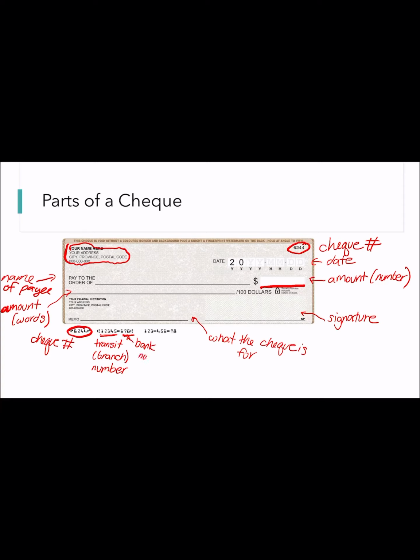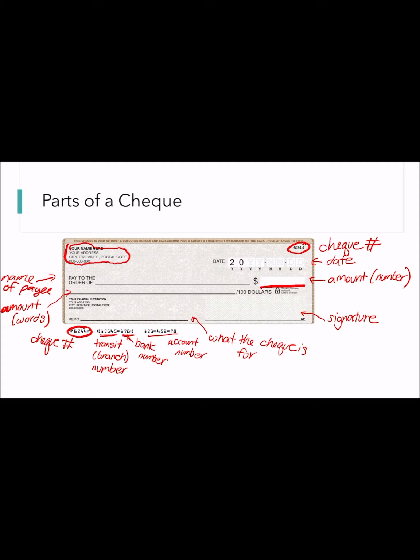So the financial institution number is different for every type of bank. For example, the Bank of Montreal is 001, Scotiabank is 002, TD is 004, RBC is 003. So every bank has its own number. And finally, we have your own personal account number.